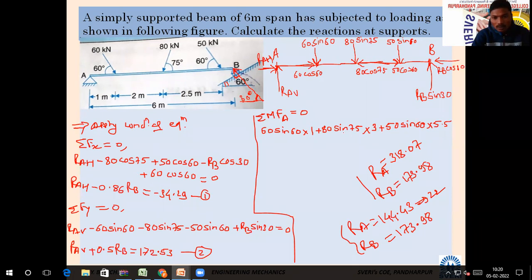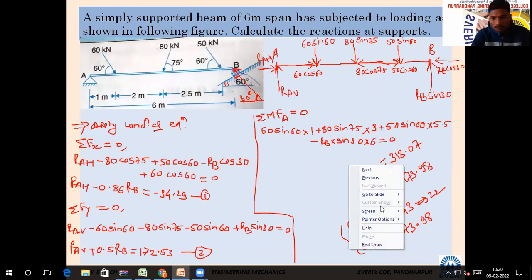Next, is anything remaining? Most important, RB sin 30 is remaining. The object will rotate the other way, so minus RB sin 30. Yes, RB sin 30. And what is the distance of that force? 6. Into 6 equal to 0.